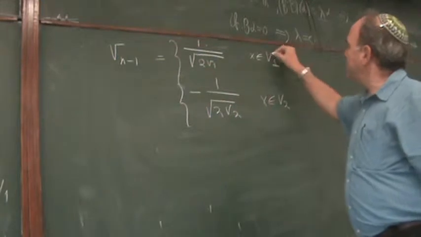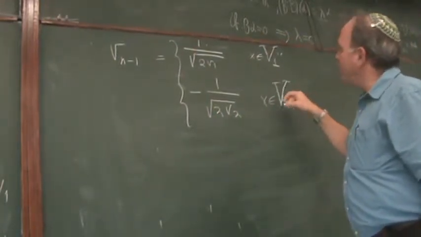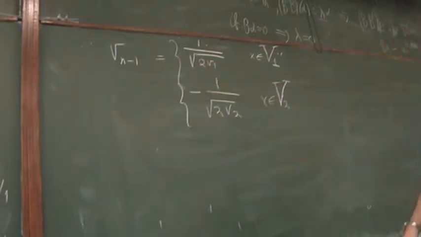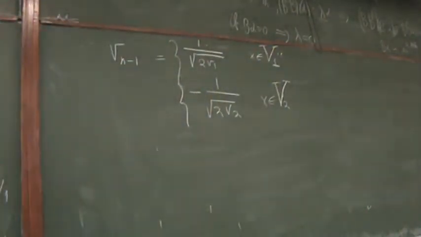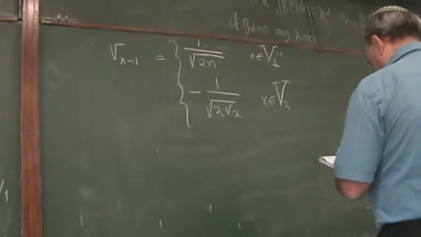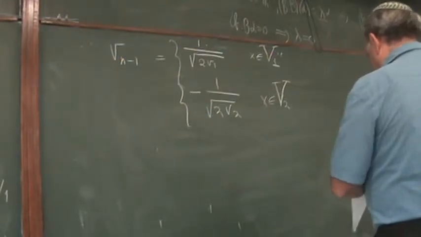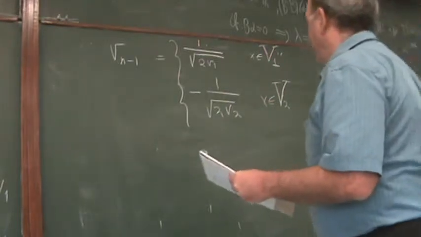Oh, that's not so good. This is V1, like capital V1. And we could have said this is v_{n-1}, the vector. Okay, so we have a precise computation of v2 and v1. And now we can almost finish.